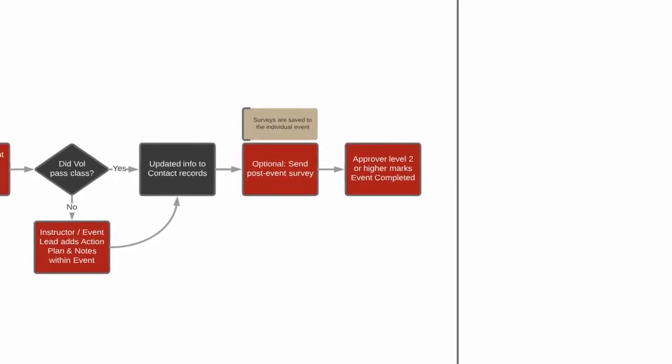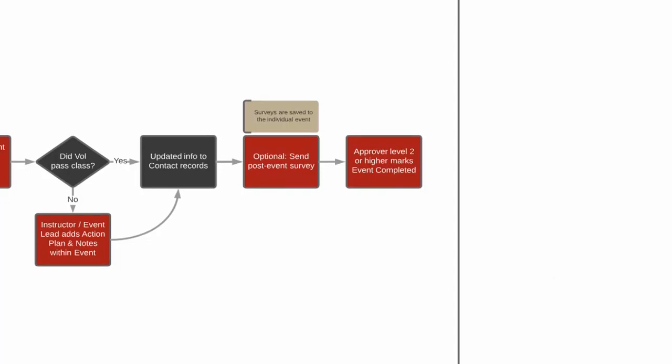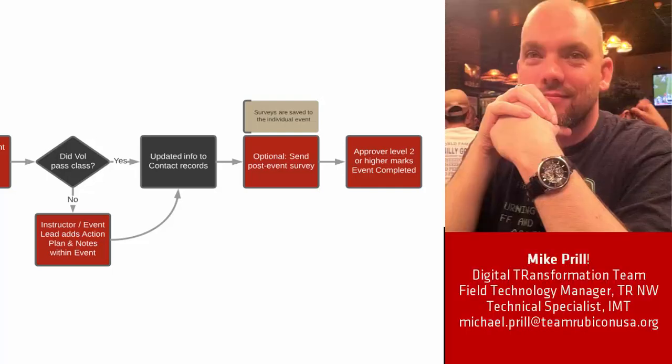And last but not least, the approvers have the ability to then go and mark the overall event complete. So once the instructor or the event lead has shown the disposition of everybody in the class, whether they showed up and whether they passed or not, then you should be able to mark the overall event complete as well, and that would complete the overall event. There's probably going to be some other things that are built into that closeout, but for now that's what we're working with.